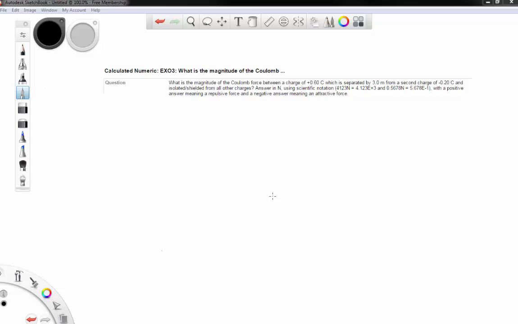And then specifically it says that if it's a positive answer, then this should mean that we have a repulsive force, and if it is a negative answer, it should be an attractive force. I will throw out here that this is a slightly modified version of the problem in your text, because in your text this right here was also positive 0.20 coulombs. So of course this means that you should switch the sign on your charge. With that said, let's go ahead and see how to do this question.